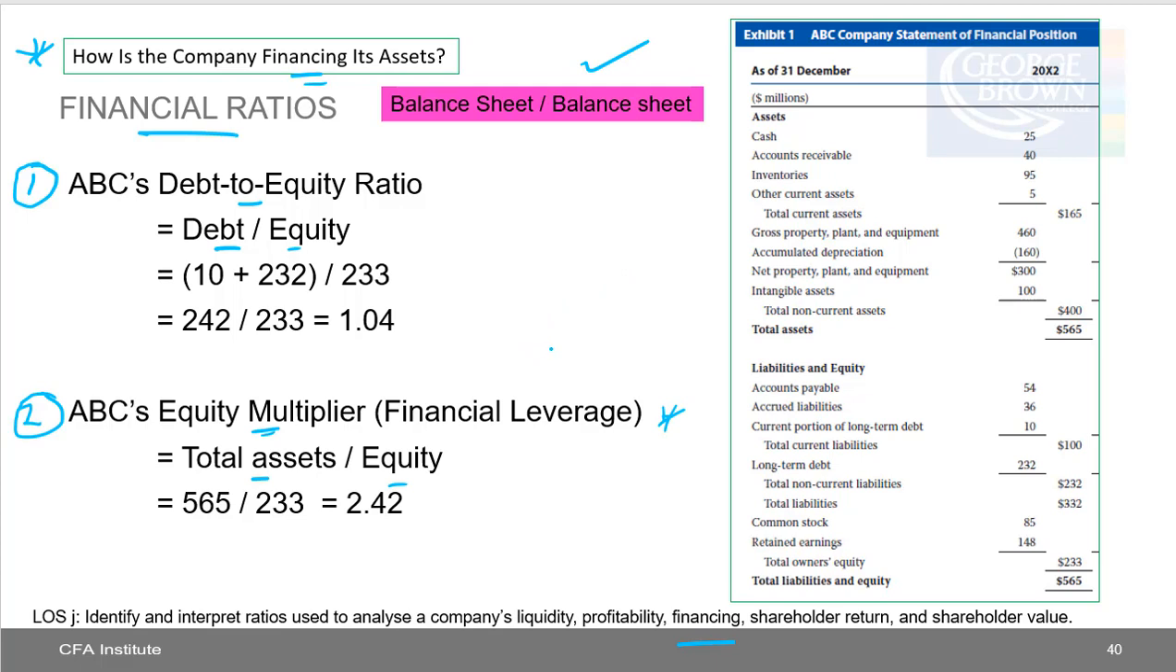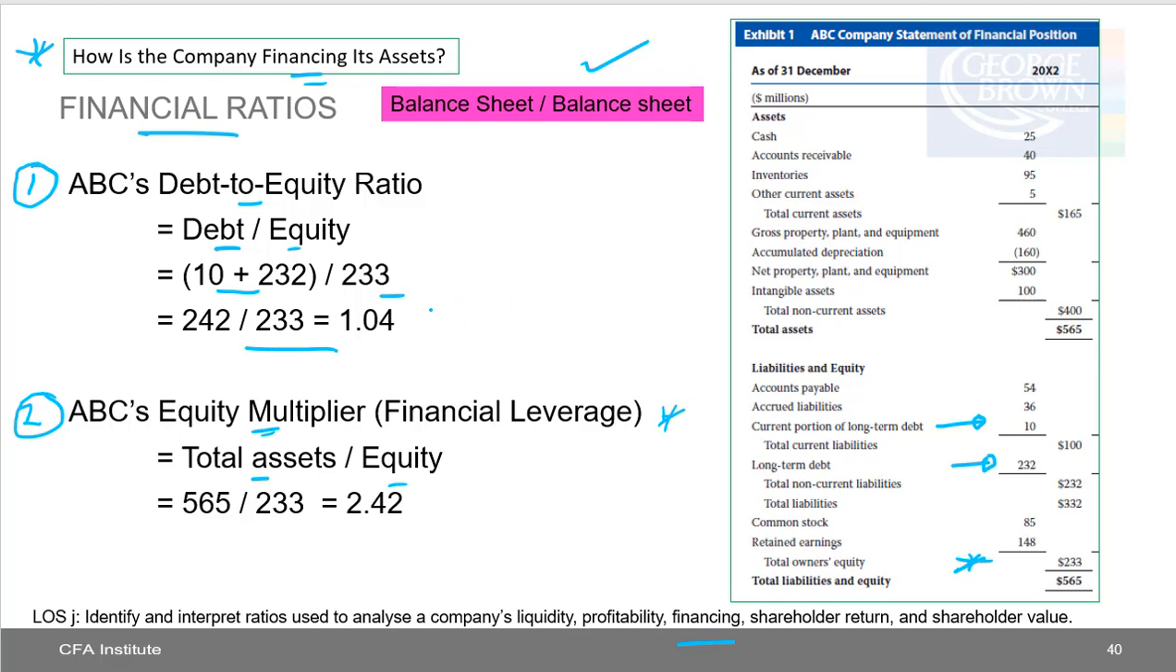So you can see here one thing that you need to note, though, with regards to the debt, we have the long-term debt here, 232, but we need to include the current portion of the long-term debt. That's why we have the 232 plus the 10 divided by equity is 233. There's the total owner's equity, 233. So the debt to equity ratio is 1.04.